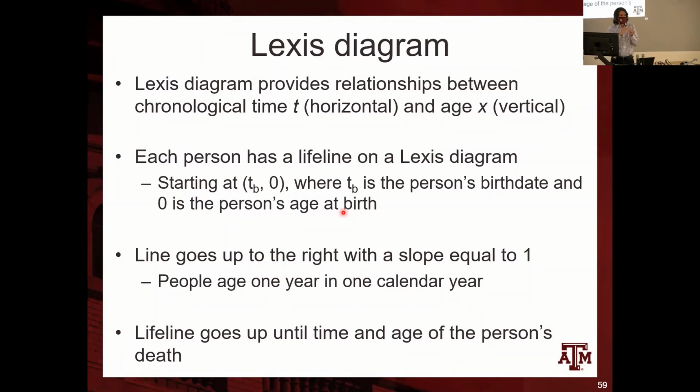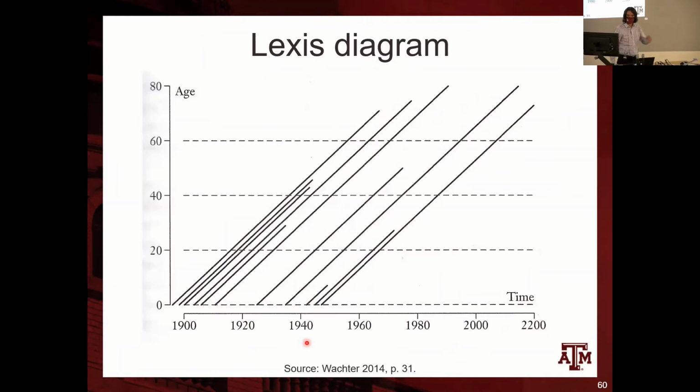So the person is touching the horizontal axis. And then the line goes up to the right with a slope equal to 1. So people age 1 year in 1 calendar year, and the life goes up until the time and age of the person's death. So this is pretty much the Lexis diagram, just showing exactly what I explained before.